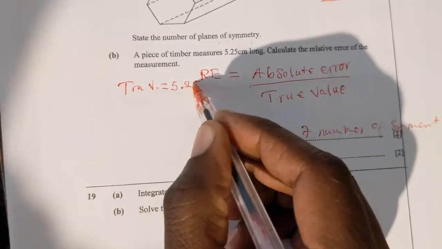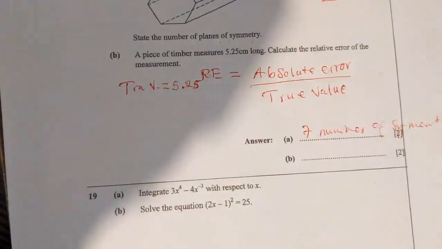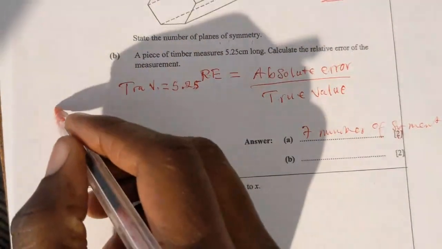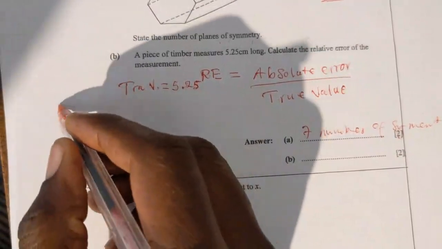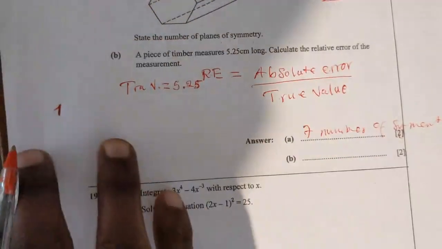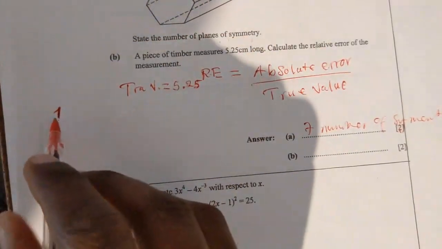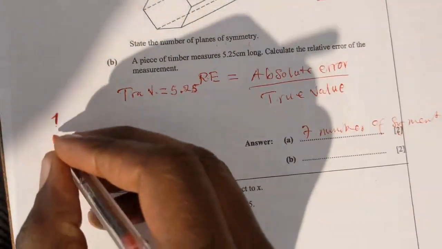5.25. Okay, so when you want to find the absolute error, when you have a number with decimal places, a number after a decimal point, when you're given a number like this, its absolute error is going to be what?